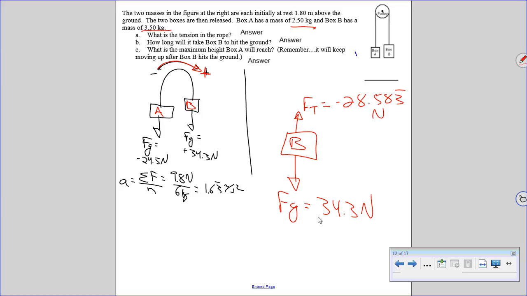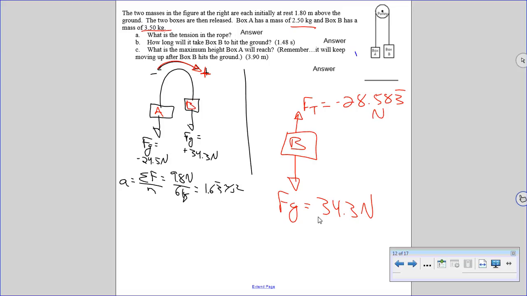B and C, I'm going to skip in the interest of time. I'll tell you what, let me give you the answers for them. So B, the answer is 1.48 seconds, and C, the answer is 3.90 meters. Those are just solved using the constant acceleration equations. One of them you're looking for time. You know the acceleration of the system. For B, you know that box B has to go down 1.8 meters. You're just solving for time. Okay.